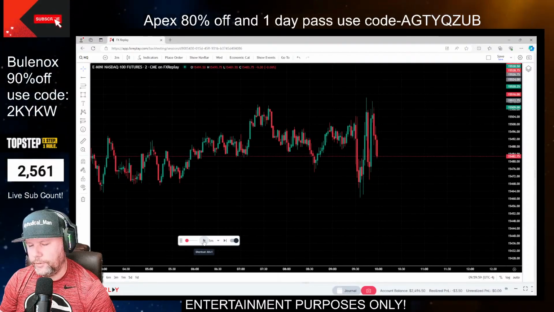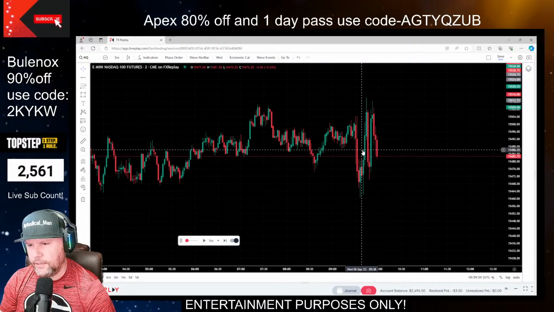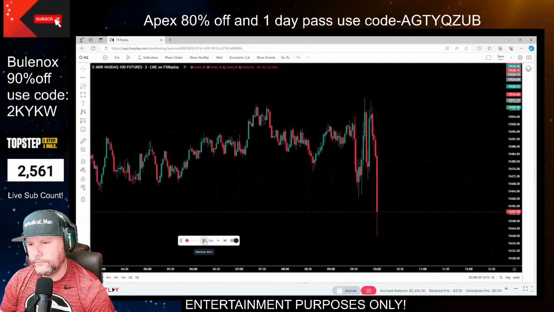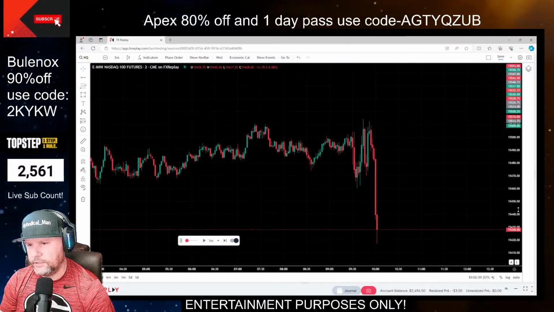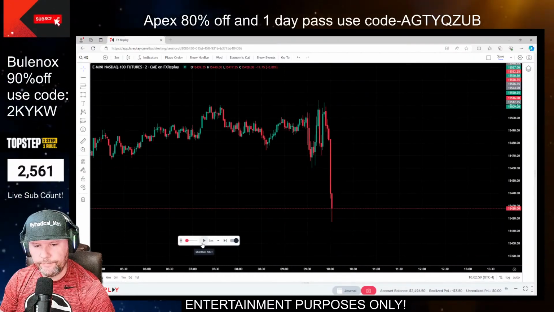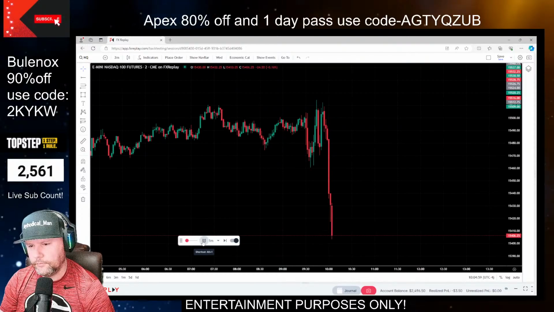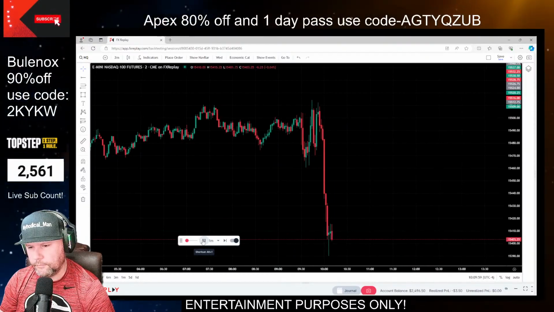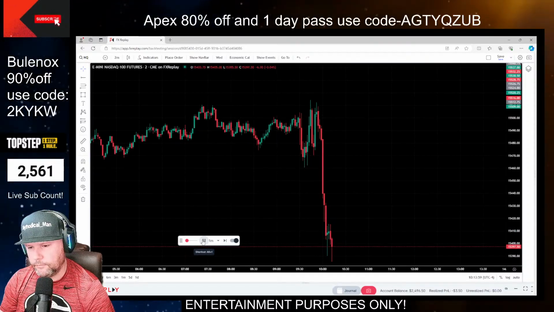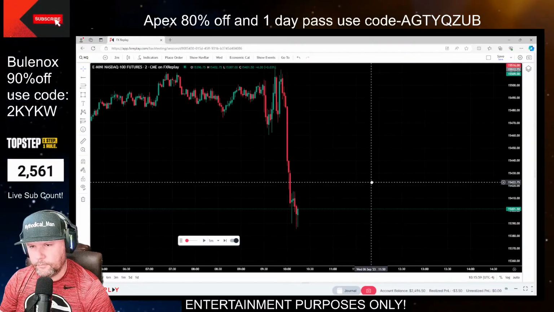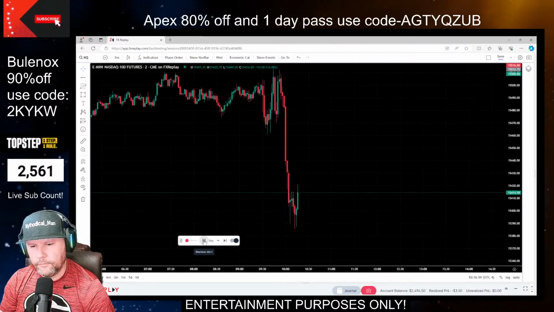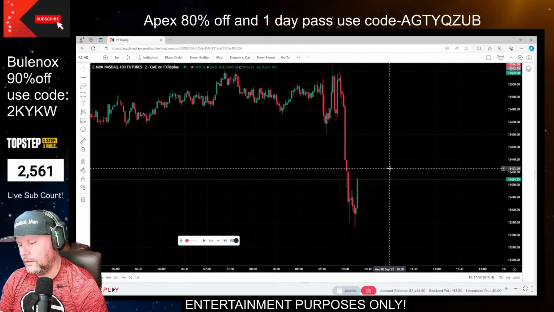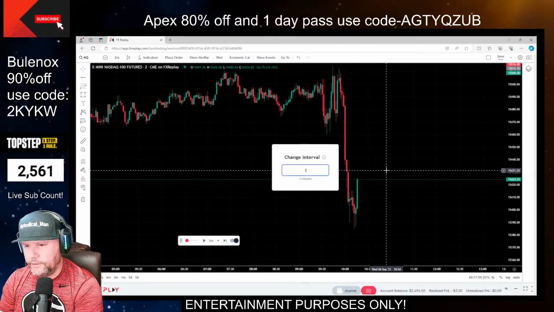Kind of chopping here at open. See how it's inversing back and forth? I don't like that. There had to be 10 o'clock news there. All right, let's move to a different time frame.